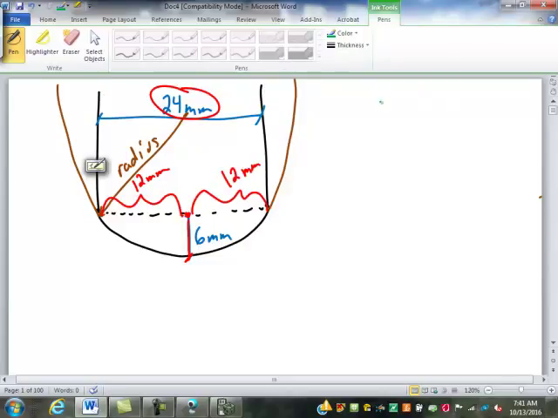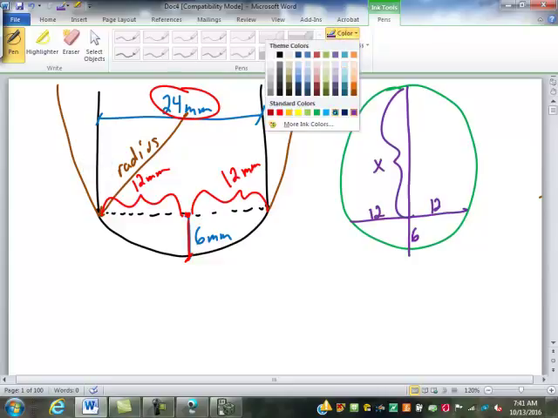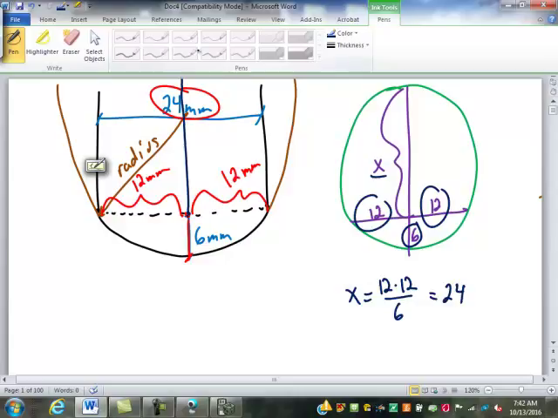Now if I had left myself enough room here, I'll redraw this. This is my 6 here. This is 12 and 12. This is x. And the formula I gave you yesterday is x equals 12 times 12 divided by 6. Multiply these two because they're on that same chord and divide by the 6, which is on the same chord as the x. That gives us 24. So that is saying from here to the other side of the circle is 24 millimeters.